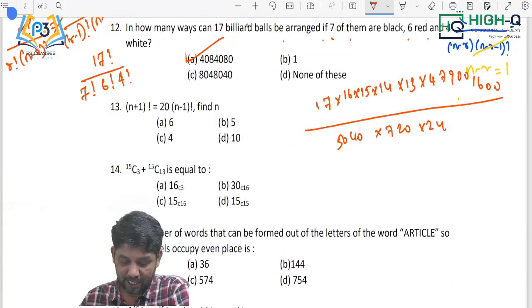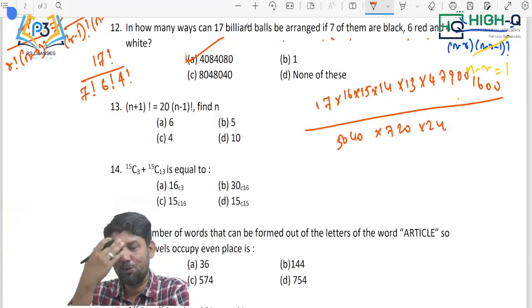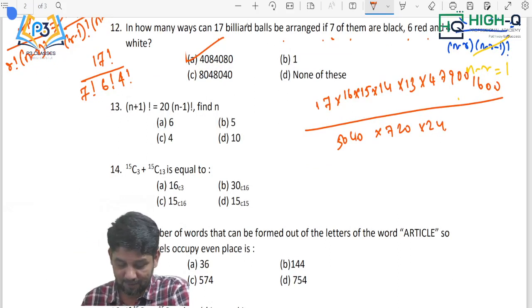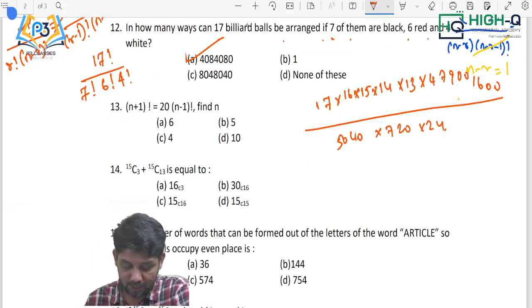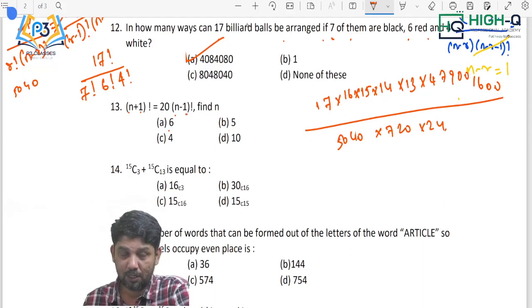Wow, fantastic. n plus 1 factorial is equal to 20 times n minus 1 factorial. Sir, this sum and all, by using trial and error method, I will just do it like that, sir. Of course, my dear. For example, if you use 6, 6 plus 1, 7 factorial, 5040. 6 minus 1, 5 factorial, 120 into 5, 600. No way, it's not coming.